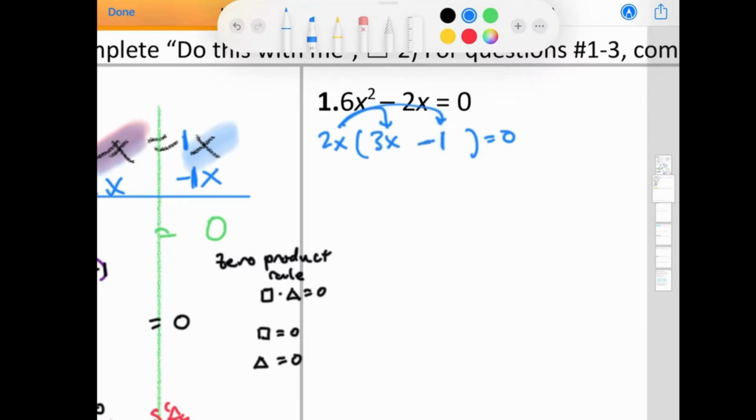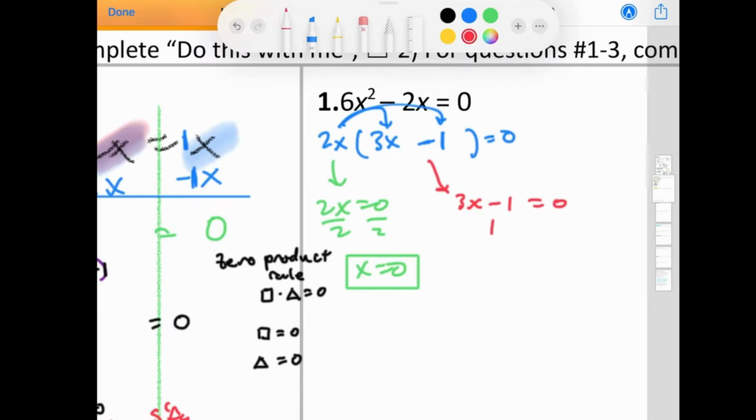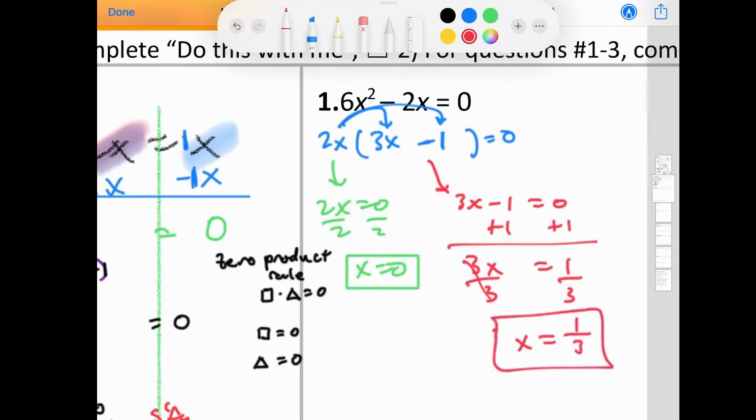Those are already factored, and now I can just set those equal to 0. 2x equals 0, x is equal to 0. Pretty fast, right? This one, you set this binomial equal to 0. Remember, use PEMDAS backwards. So we're going to add 1 and then divide lastly. So x equals 1/3.